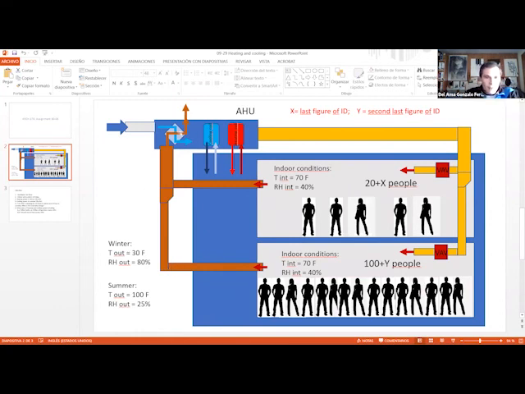We have the air handling unit here. We have 2 rooms. One room has 100 plus Y people, and the other one has 20 plus X people. X is the last figure of your ID, let's say your in-state college ID. And this is the second last figure of your in-state college ID. So that means that you should have different numbers, okay? Because you will have different people here. So the people will affect the CFM, and the CFM will affect the final cooling and heating load.